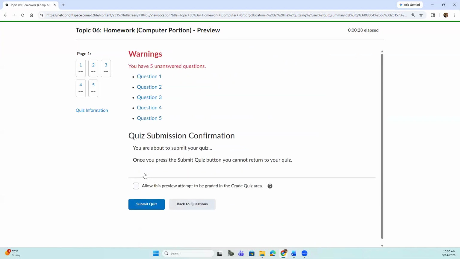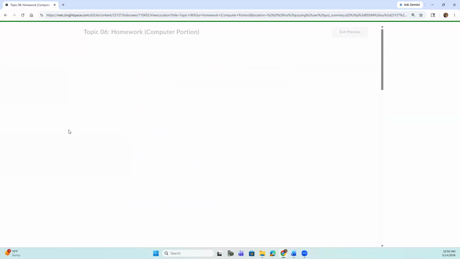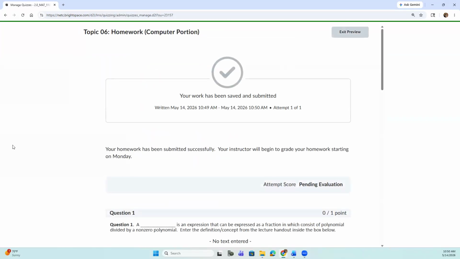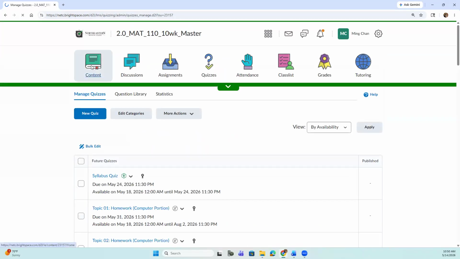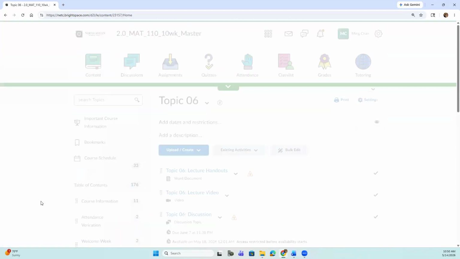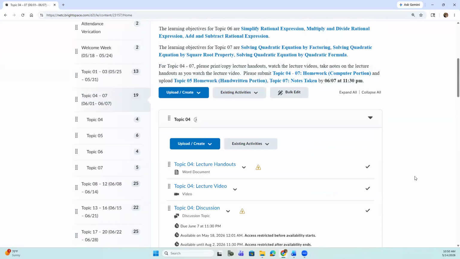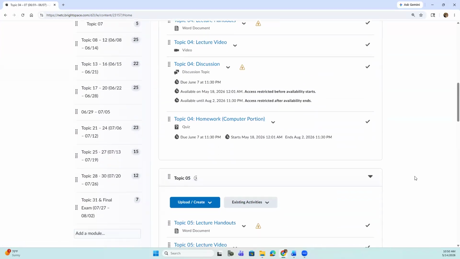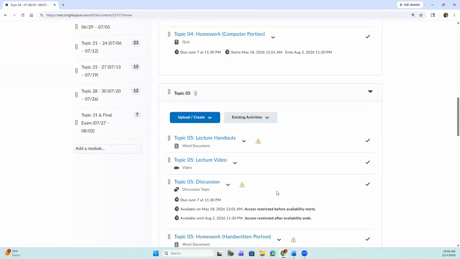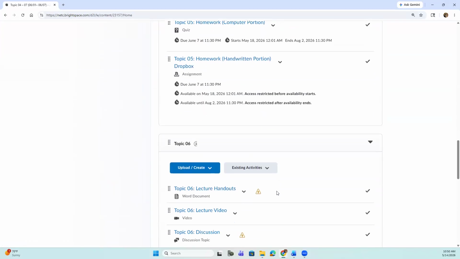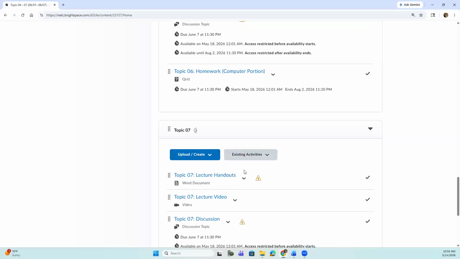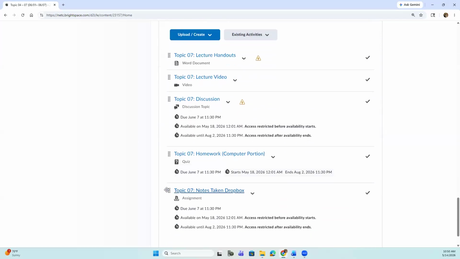Let me display the whole week here for topics 4 through 7. Every week, students are also required to turn in one note that you took. The name of the Dropbox tells you which topic you need to turn in. So for this particular week, you will need to turn in the topic 7 notes that you took.